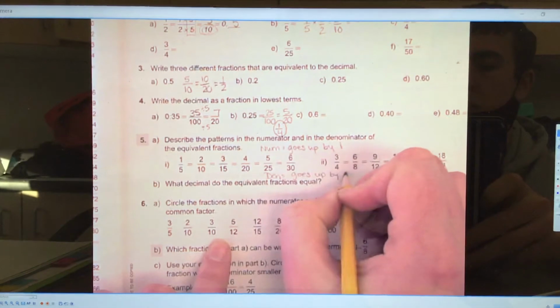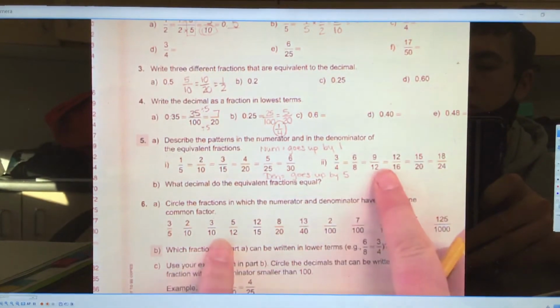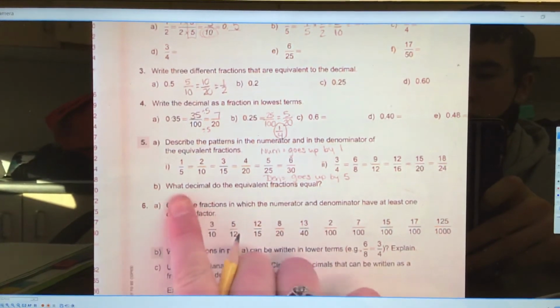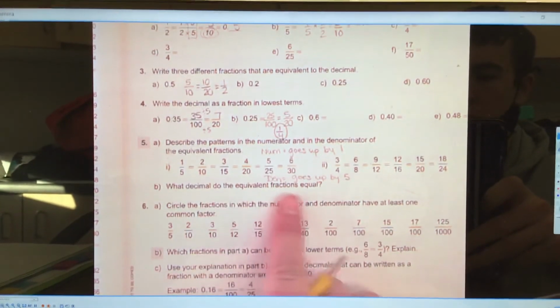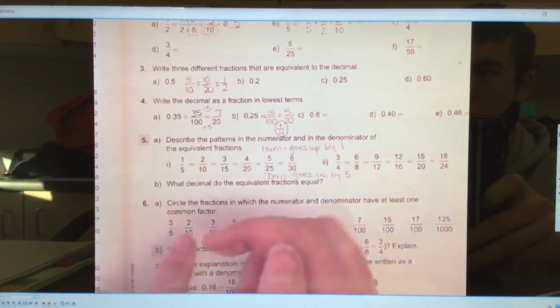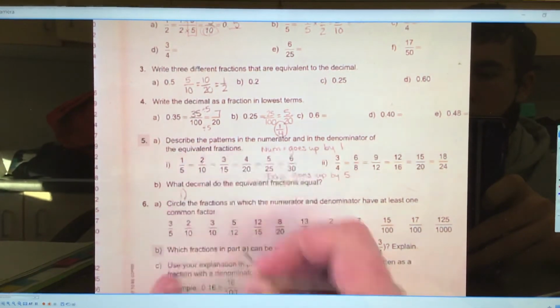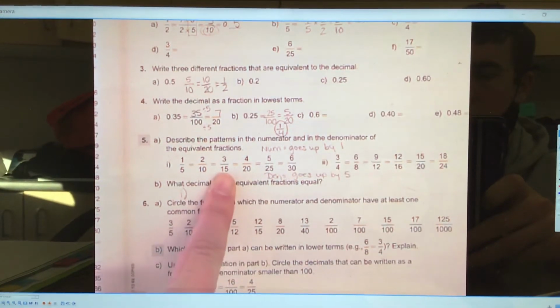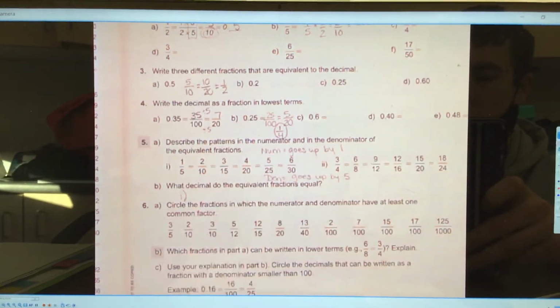Okay? I'm going to let you do the second one on your own. Look at how the pattern goes up. For question B, what decimal do the equivalent fractions equal? We're just going to do I. So, 1/5, 2/10, 3/15, they all equal the same decimal. What is it, Quinn?